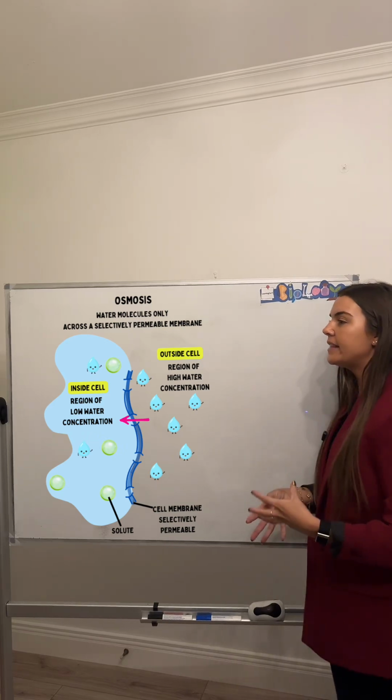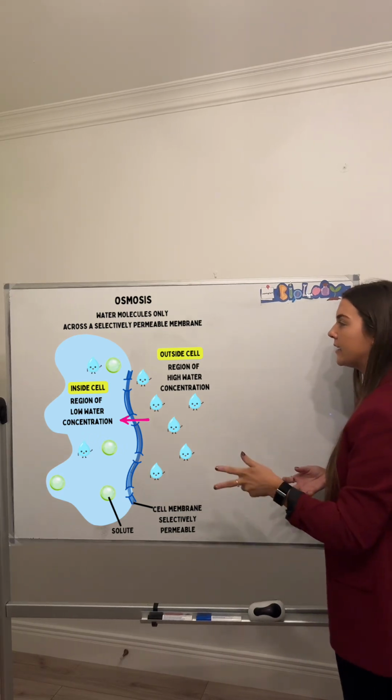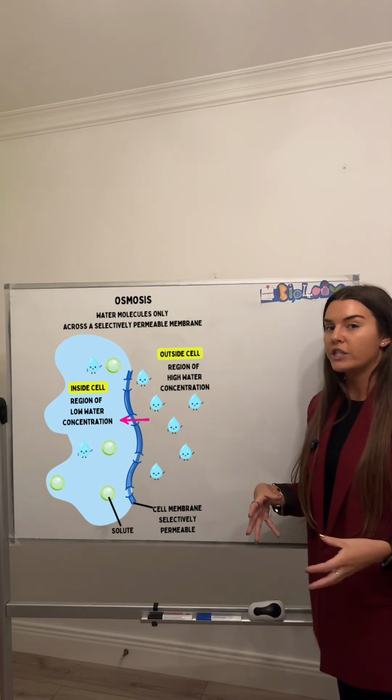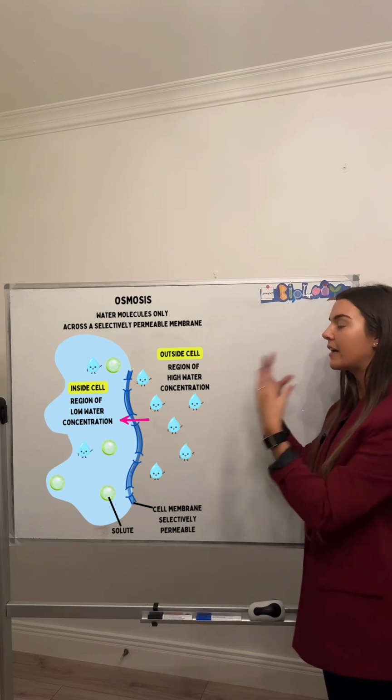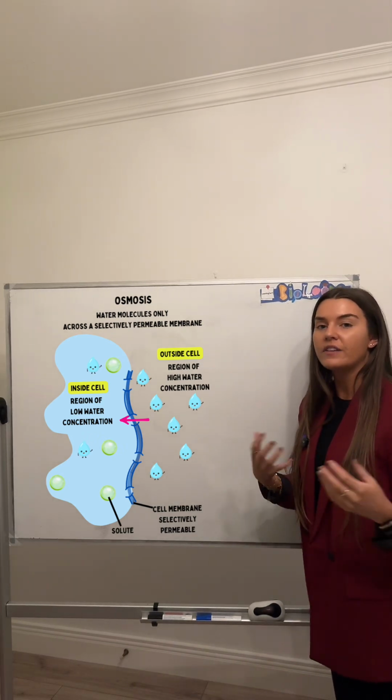Now, to understand this better, we need to understand words like solvent, solute, and solution. The typical solvent that we talk about in this chapter is water, and the proportion of water to our solute, like our salt or our sugar, will determine the concentration of a solution.